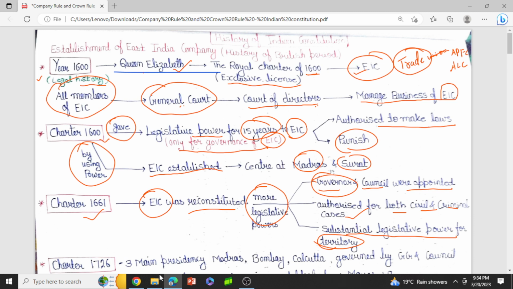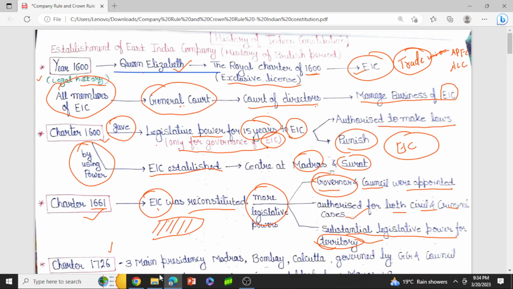So, what's the difference between the two? Initially, when the East India Company came up with the Charter of 1600, it was only regulating the East India Company. Only for the company's regulation and administration, the legislative power was given. However, by 1661, a territory was given. So for a certain territory, other than the company itself, they were able to apply their legislative power. That was the difference between the Charter of 1600 and 1661.